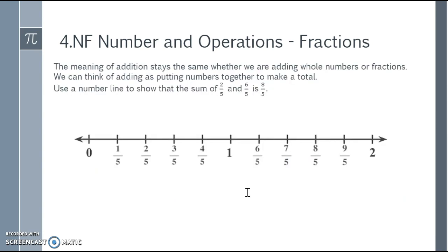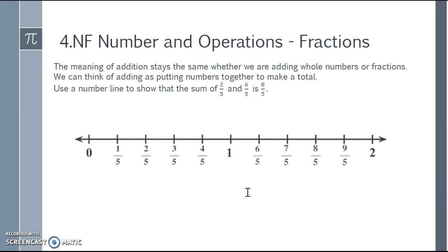The meaning of addition stays the same whether we are adding whole numbers or fractions. We can think of adding as putting numbers together to make a total. So let's use a number line to show the sum of 2 copies of 1/5 and 6 copies of 1/5 together is 8 copies of 1/5.